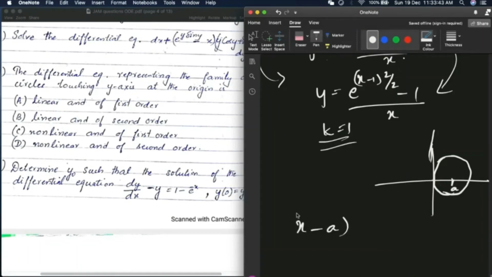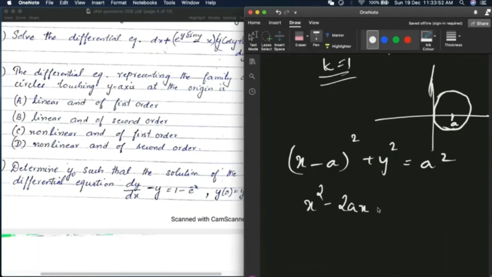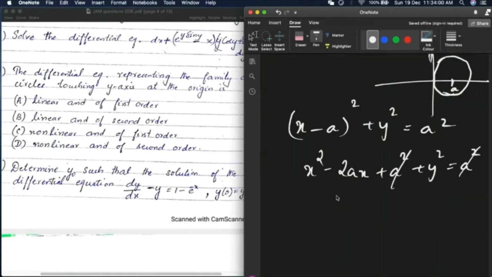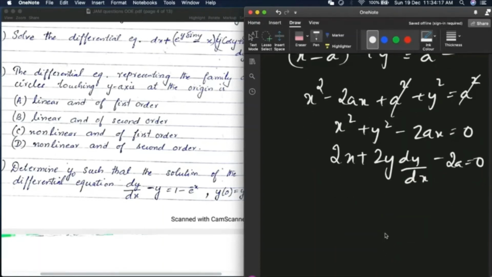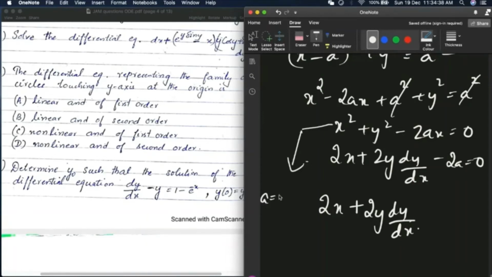The equation of this is x minus a the whole square plus y square is equal to a square. This is a family of circles. x square minus 2ax plus a square plus y square is equal to a square. So x square plus y square minus 2ax is equal to 0. So differentiate. 2x plus 2y into dy by dx minus 2a is equal to 0. You have to eliminate a, right? So what is a? From here you can get a. a is x square plus y square by 2x.